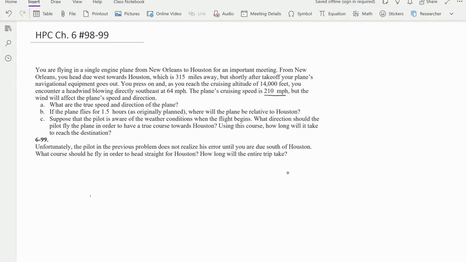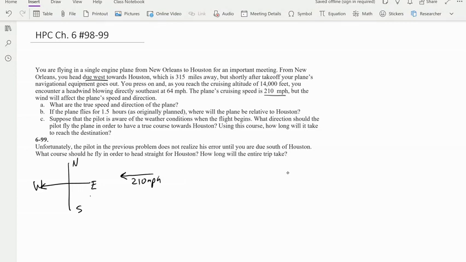So you are flying due west. So you do need to know north, south, east, west. West is where we live on the West Coast. So our vector will look like this. The plane's vector is heading west at 210 miles per hour.